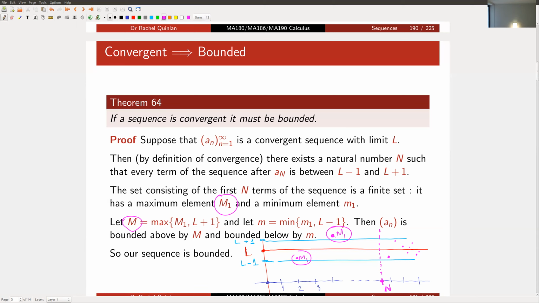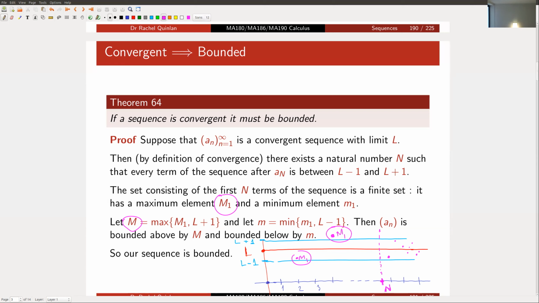If I draw a picture with L in it, I don't know the value of L, but it doesn't matter. L could be 2 or 3 or whatever. It's some fixed number. I can draw a sleeve around L of whatever width I want. I've chosen a sleeve of width 2, so of radius 1. And I know that I'll reach a stage in my sequence beyond which everything is within that sleeve.